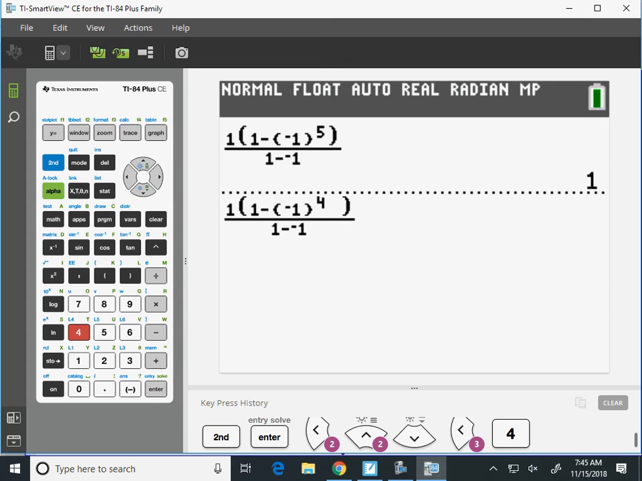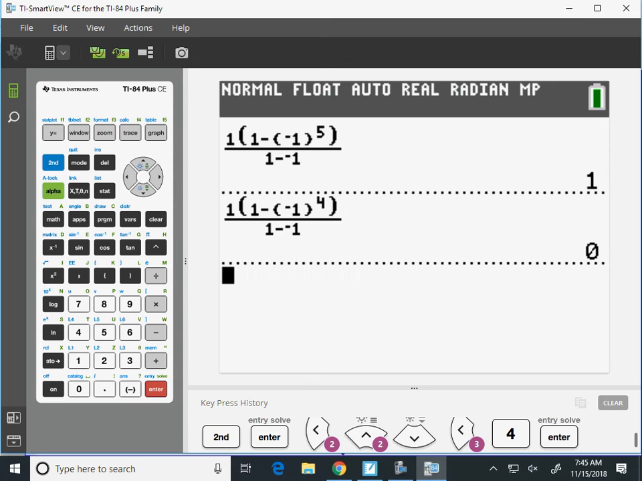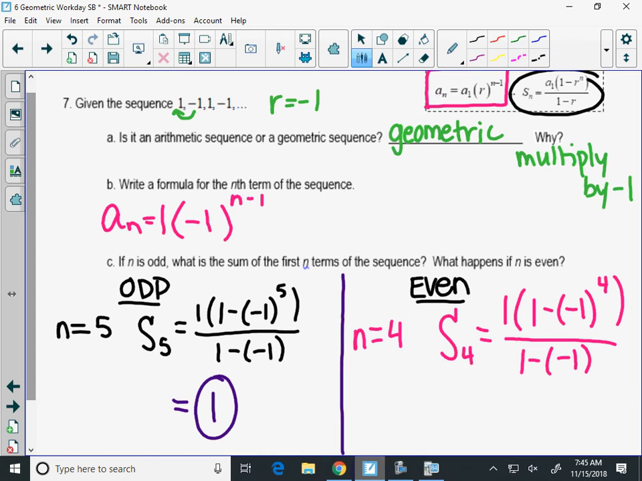There we go. Change that to a 4. Enter. And I get 0. Interesting. Okay, so I get that the sum equals 0. Now let's talk about why.